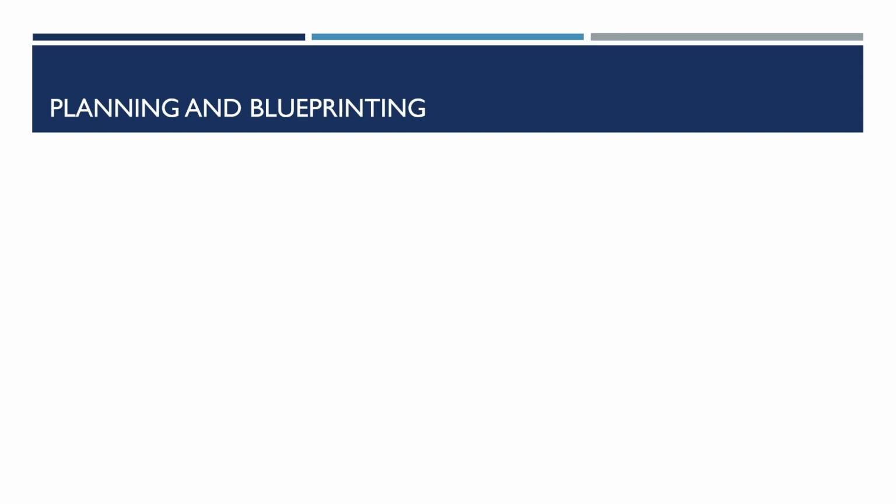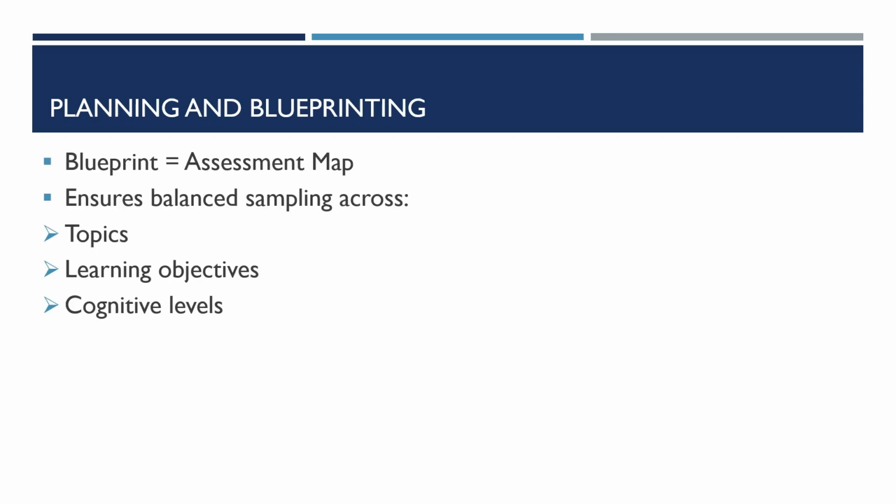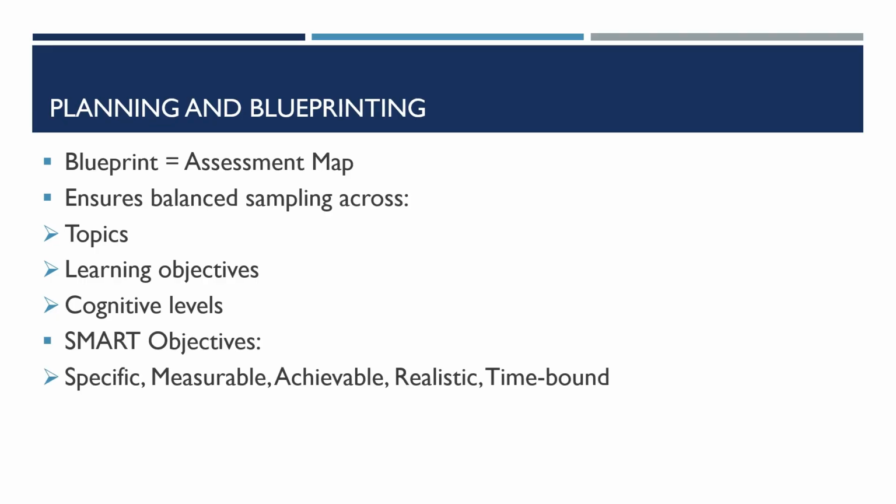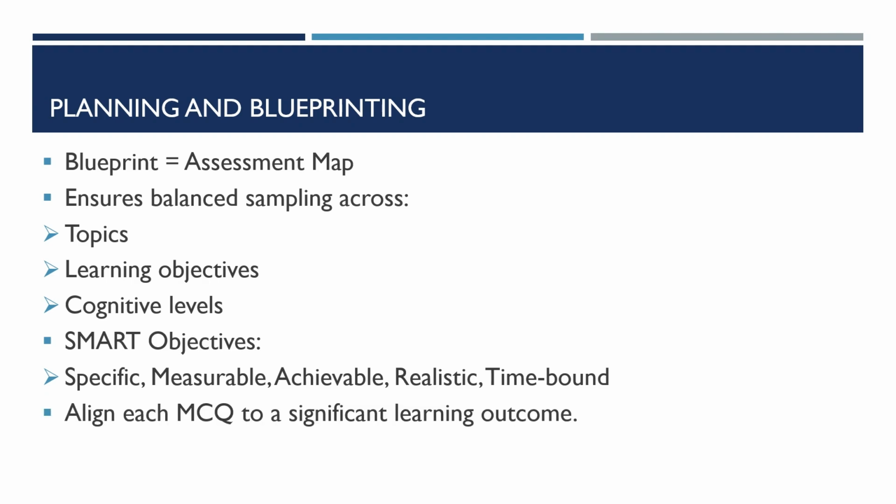Planning and blueprinting. Blueprinting ensures content balance and cognitive levels alignment because it maps MCQs to topics, learning objectives, and Bloom's levels. We have to ensure that each MCQ corresponds to meaningful learning outcomes which supports validity and fairness, and always should be framed using the SMART objectives, that is specific, measurable, achievable, realistic, and time bound.